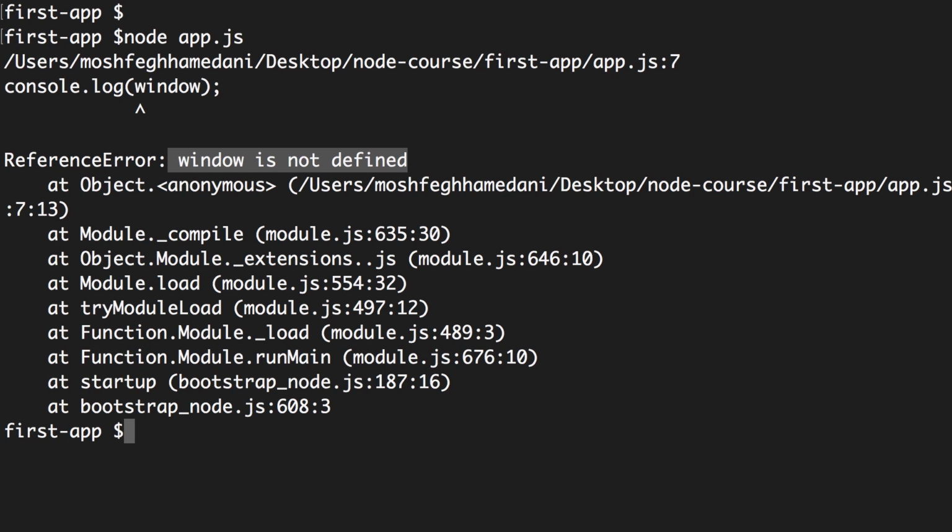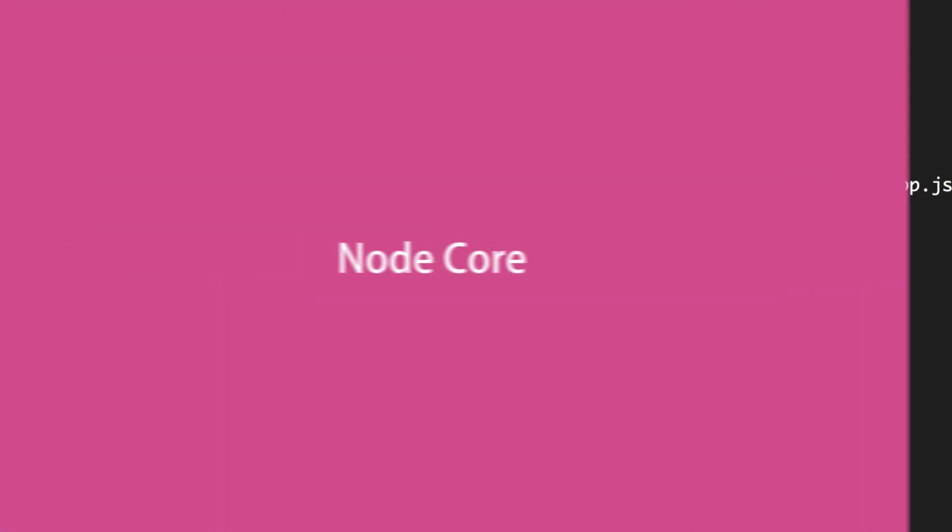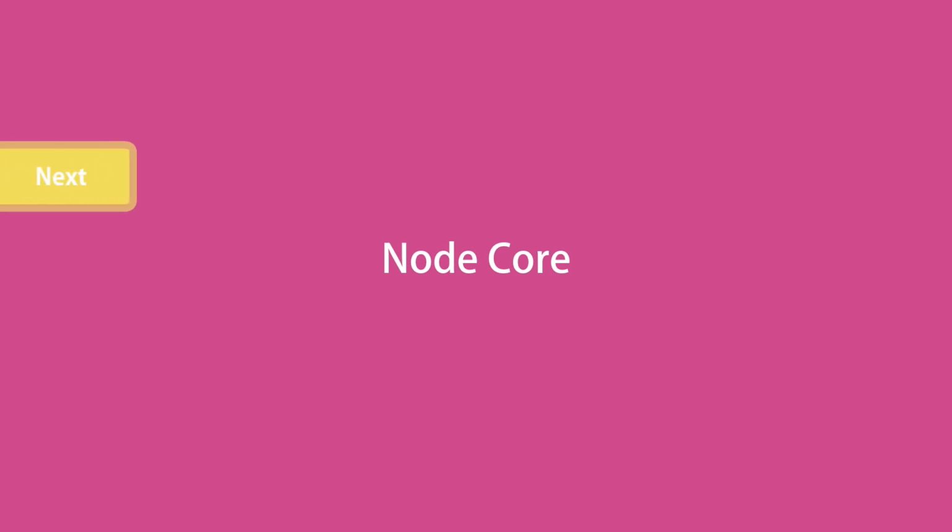So as I told you before, in Node, we don't have the window or document objects. These are part of the runtime environment that we get with browsers. In Node, we have other objects to work with files, with the operating system, with the network, and so on. And that's what you're gonna learn about in the next section. I hope you enjoyed this section, and thank you for watching.